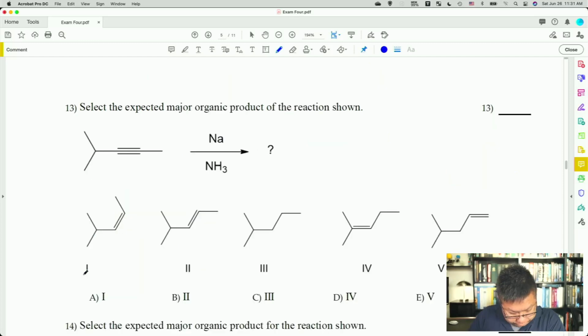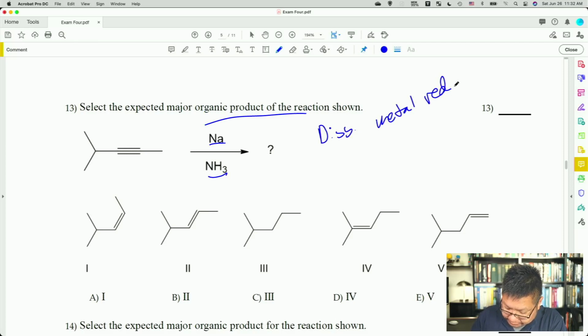All right, the next question, number 13. Select the major organic product for the reaction below. We have a sodium and ammonia here, so this is going to be the dissolving metal reduction reaction, right?